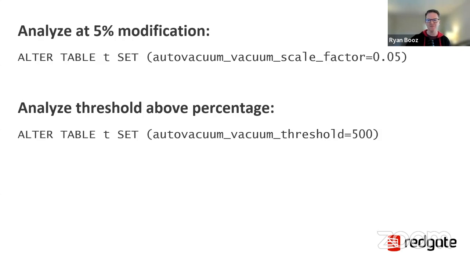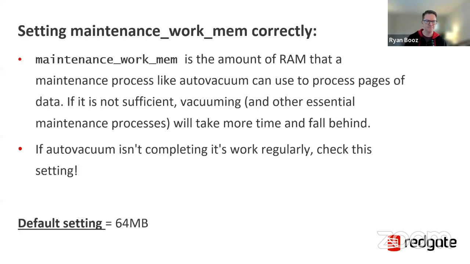Maybe you have a bunch of tables that have static data for your application, and they're all 1,000 rows, and they get modified every so often. Well, if it's a really small number, then they're always going to be vacuumed, but they don't need to be. It's only a couple pages of data.